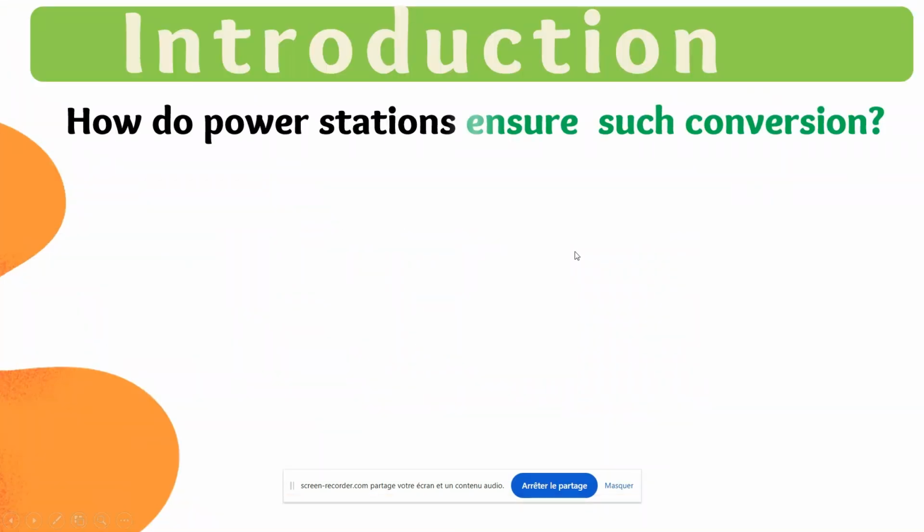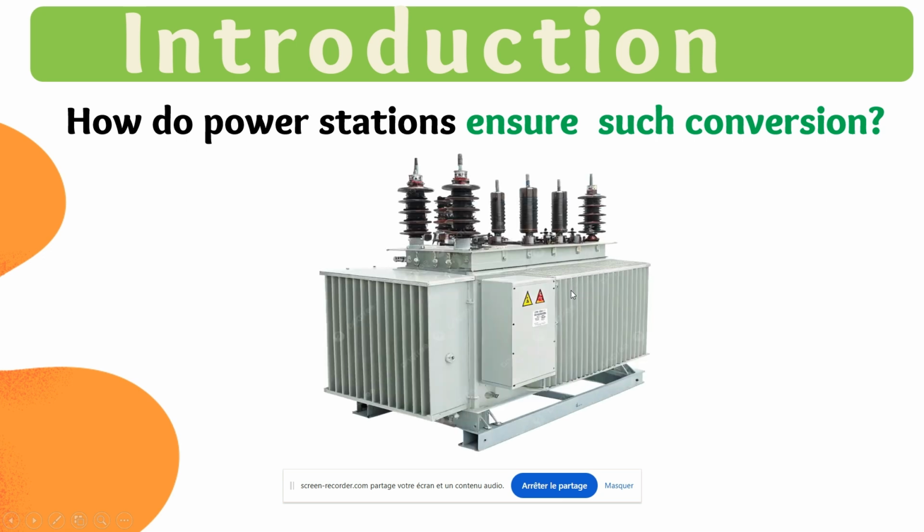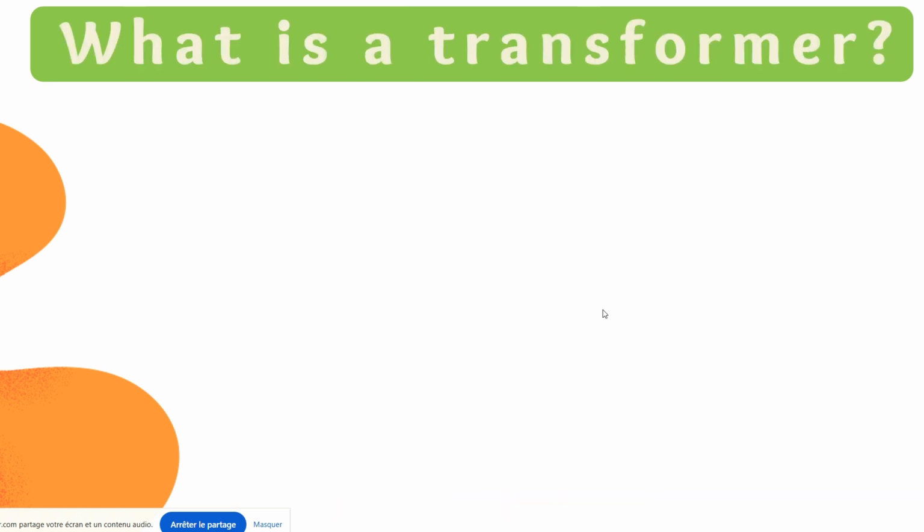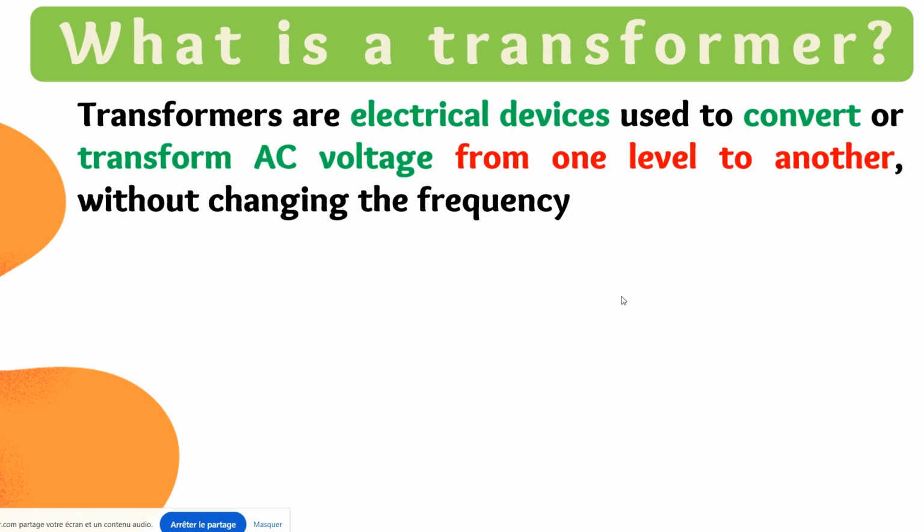So we said, how do power stations ensure such conversion? They are using mainly an electrical transformer. Okay, so what is an electrical transformer? What is this device? Electrical transformers are electrical devices used to convert or transform AC voltage, alternating current or alternating voltage, from one level to another without changing the frequency.